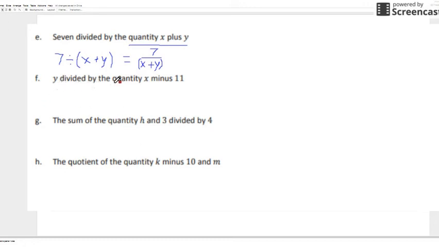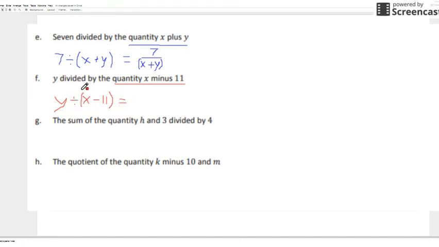Y divided by the quantity. Here we go again. Quantity means I have to do this first. So y divided by, and of course it says x minus 11. See, I like to just simply do this and then go, okay, do these have to be together? Quantity means yes. So I go ahead and I put the parentheses.